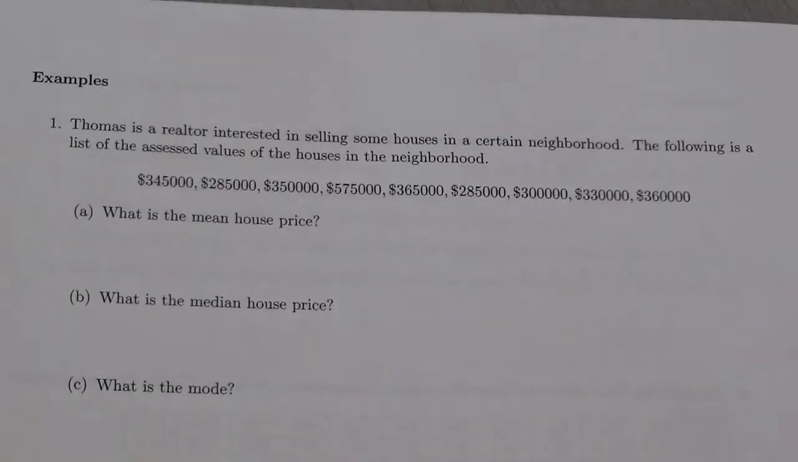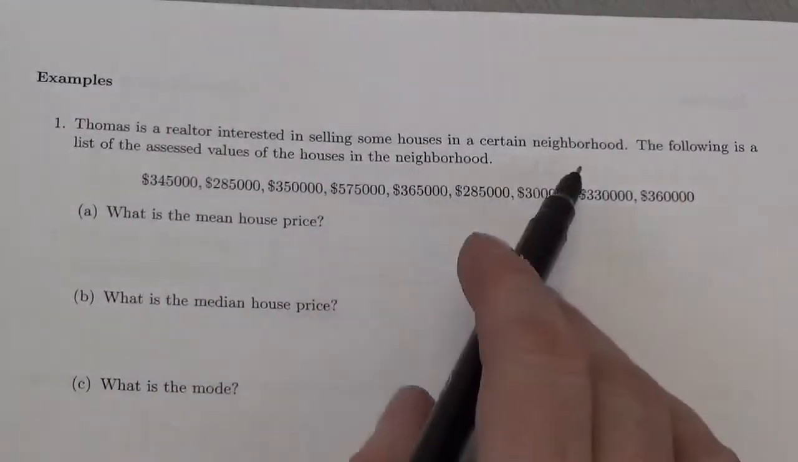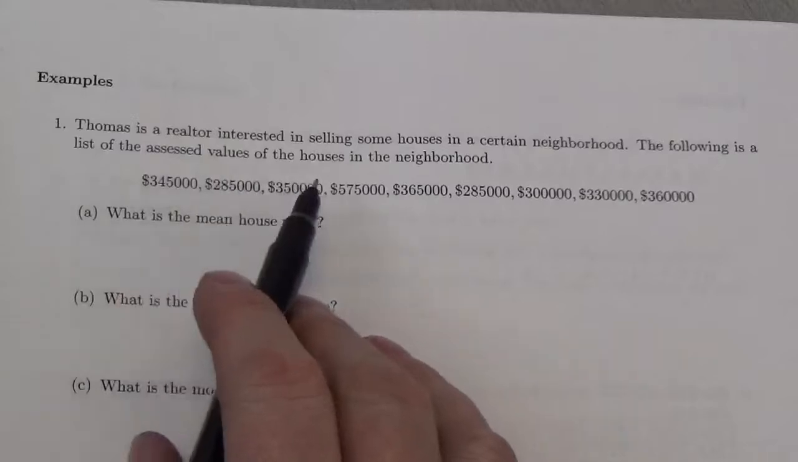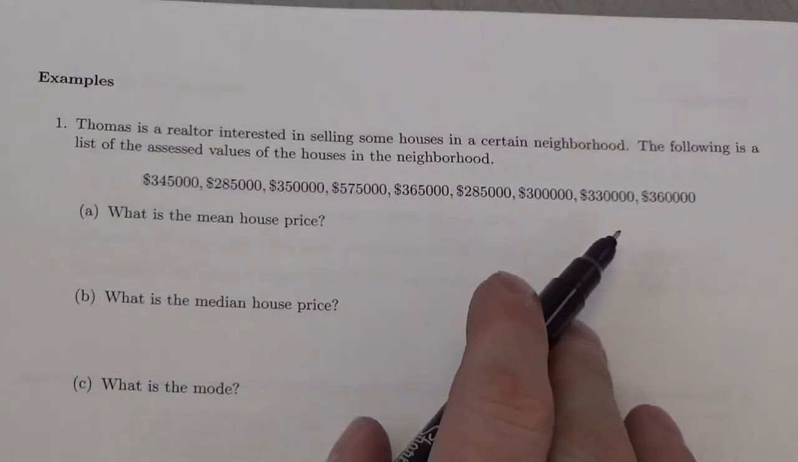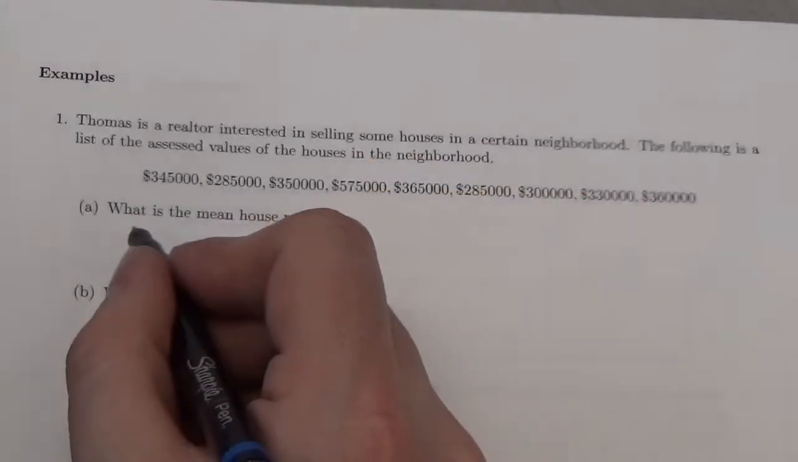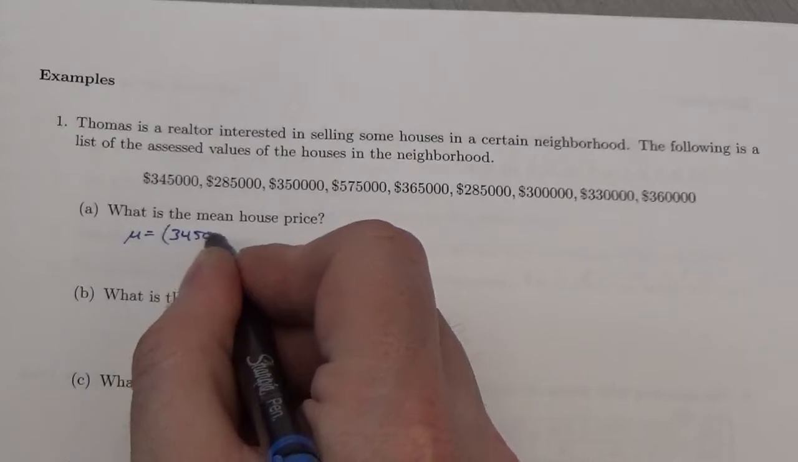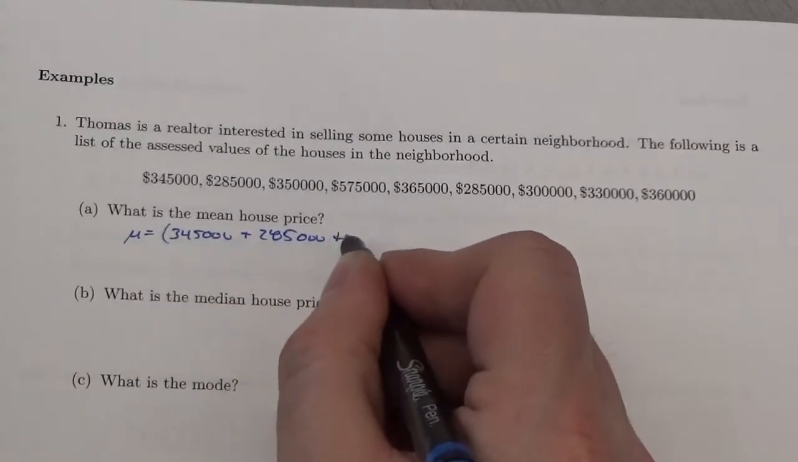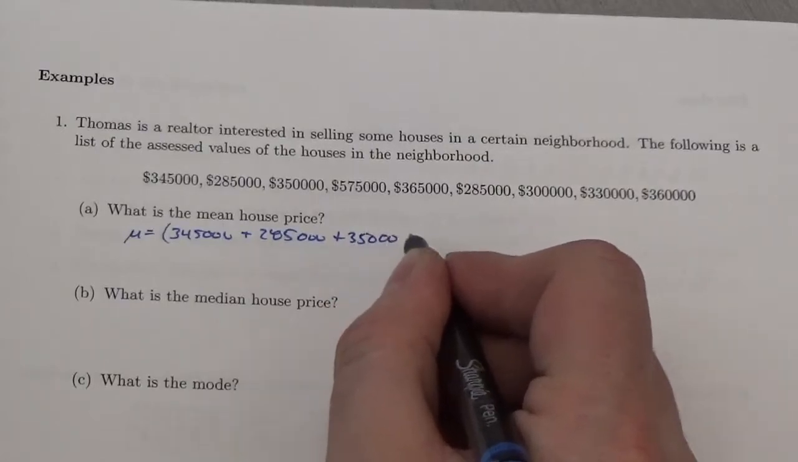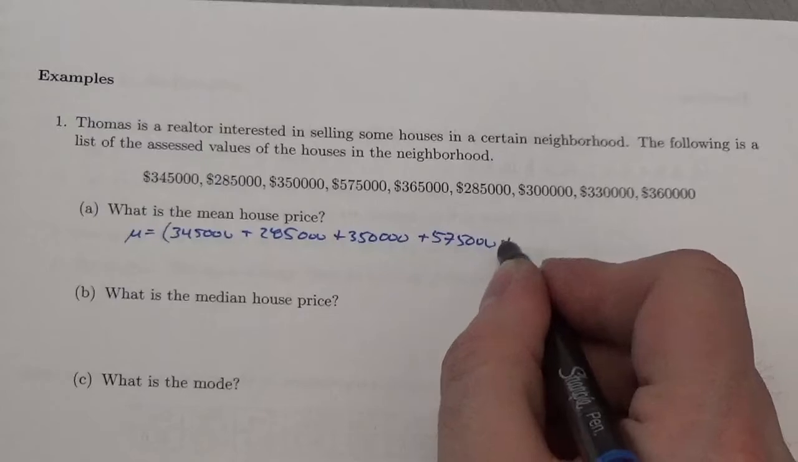Okay, let's take a look at some questions here. Thomas is a realtor and he's interested in selling houses in a certain neighborhood. The following is a list of the assessed values of the houses in the neighborhood. So we've got all the house prices listed here. What's the mean house price? Well, the mean is simply going to be the sum of all the values. Plus 575 is 1, 2, 3.